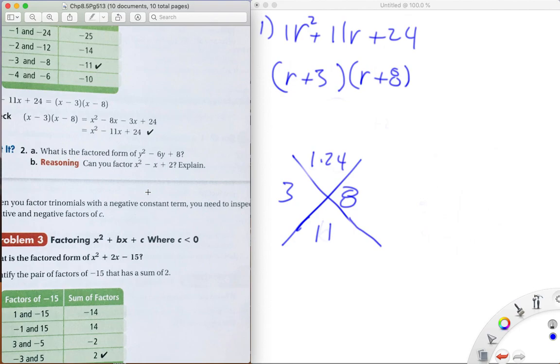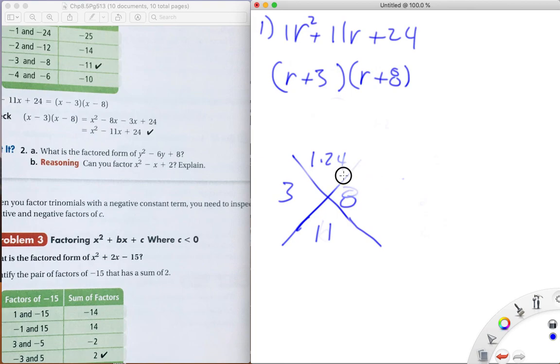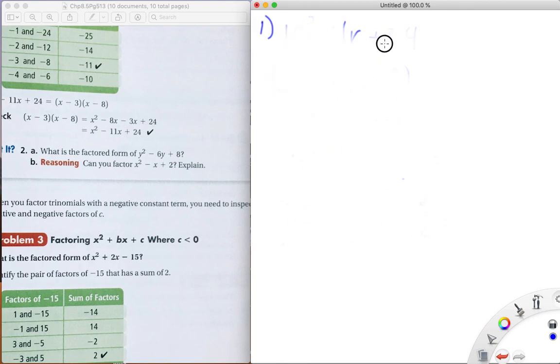Okay, so notice for number 1, both of the terms were addition. That's one scenario. There's another scenario where they're not both plus. So we're going to go through some of those scenarios.